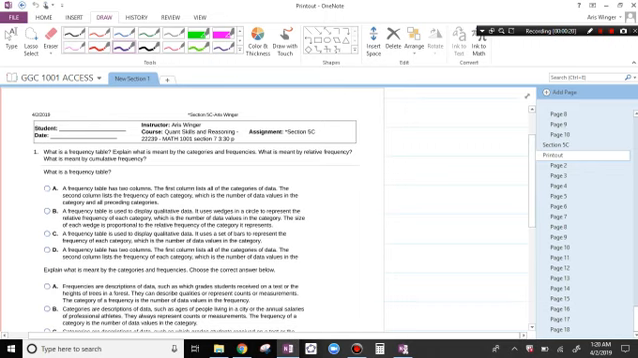So a frequency table has two columns. The first column lists all of the categories of the data, and the second column tells you how much they occur, which is the number of data values in the category.